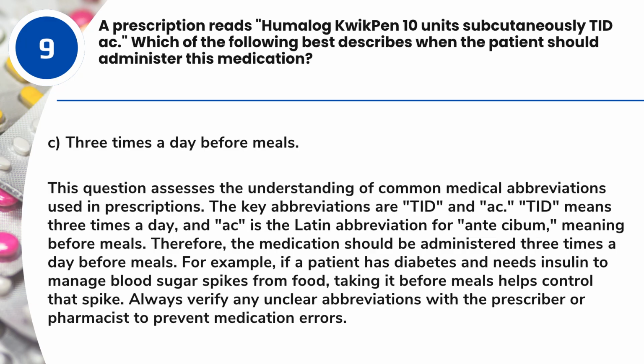Answer: C. 3 times a day before meals. This question assesses the understanding of common medical abbreviations used in prescriptions. The key abbreviations are TID and AC. TID means 3 times a day, and AC is the Latin abbreviation for ante cibum, meaning before meals. Therefore, the medication should be administered 3 times a day before meals. For example, if a patient has diabetes and needs insulin to manage blood sugar spikes from food, taking it before meals helps control that spike. Always verify any unclear abbreviations with the prescriber or pharmacist to prevent medication errors.